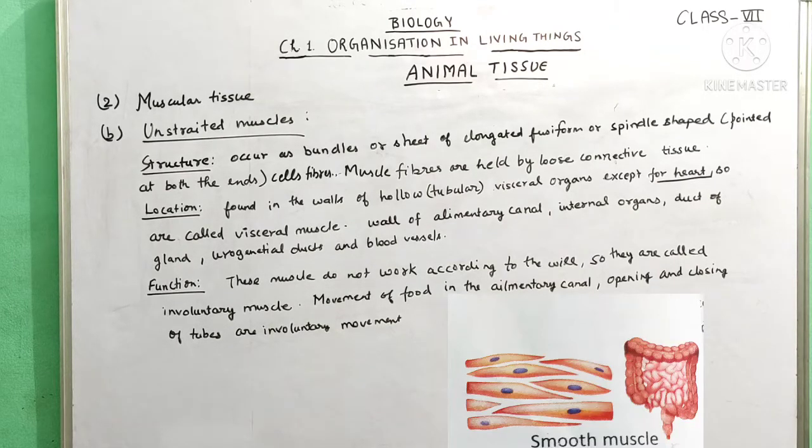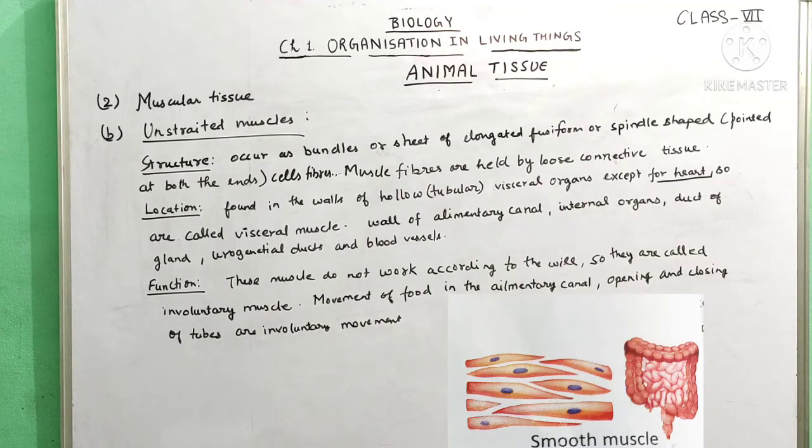Okay, the muscle fibers are held together by loose connective tissue. Talking about the location where it is present, it is found in the walls of hollow tubular visceral organs except for the heart. The heart is also a tubular organ, but unstriated muscle is not present in the heart. You have to keep this in mind. Since this is present in all the visceral organs, this muscle is also known as visceral muscle. Examples are the wall of the alimentary canal, internal organs, ducts of glands, urogenital duct and the blood vessels.